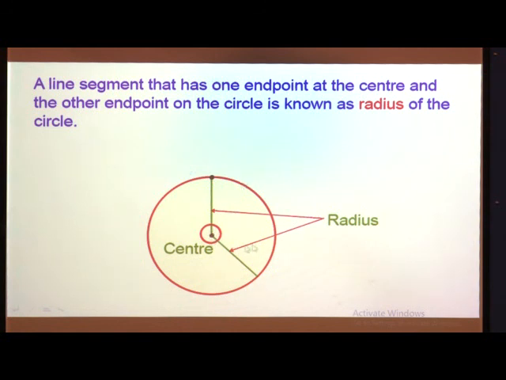Any number of radii can be drawn towards any end point on this circle. So this is the center, and when a line segment is drawn towards a point on the circle, it forms a radius. So a line segment that has one end point at the center and the other end point on the circle is known as the radius of the circle.